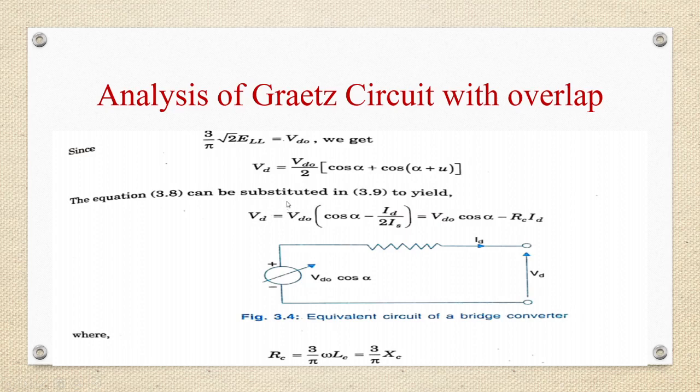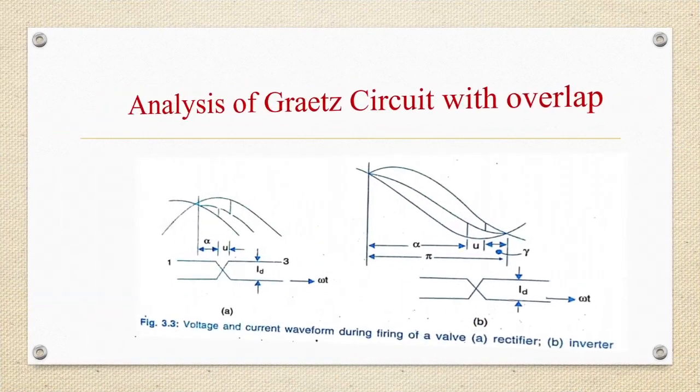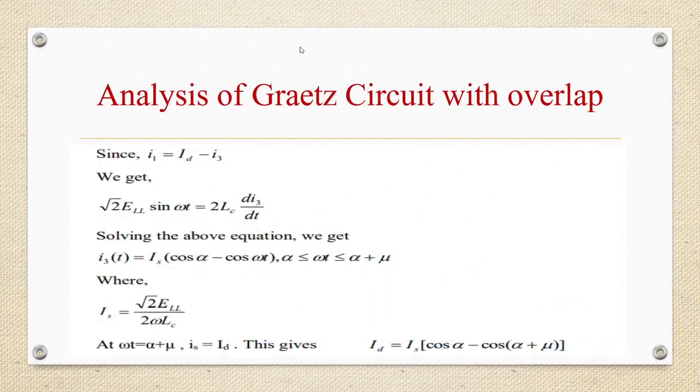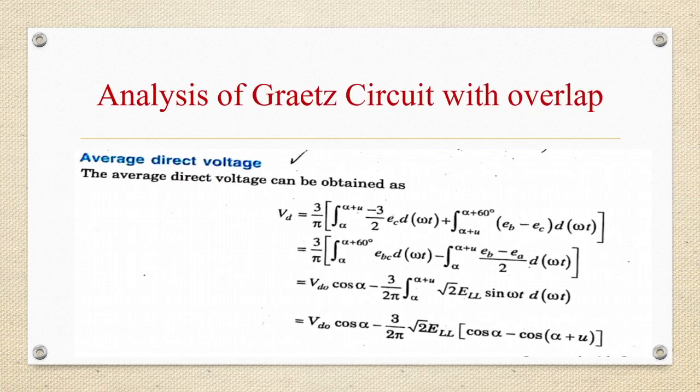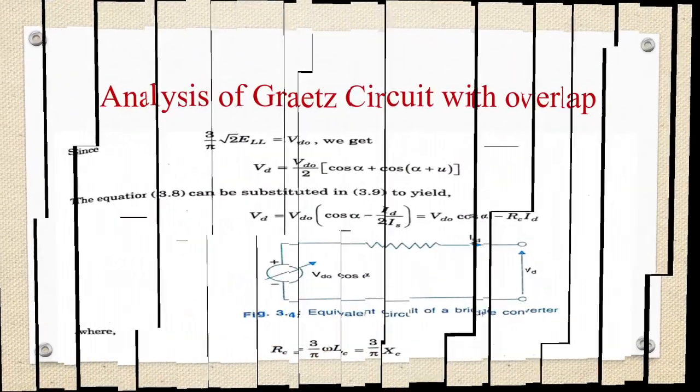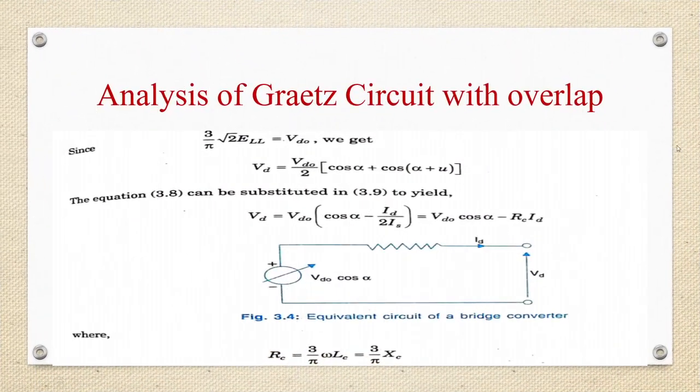So this is the equation 3.8. ID is equal to Is into cos alpha minus cos of alpha plus mu. So when this equation is substituted in equation 3.9, that is VD0 cos alpha minus 3 by 2 pi root 2 E_LL times cos alpha minus cos of alpha plus mu, we are going to get VD as VD0 cos alpha minus ID by 2 Is, which is equal to VD0 cos alpha minus RC ID.